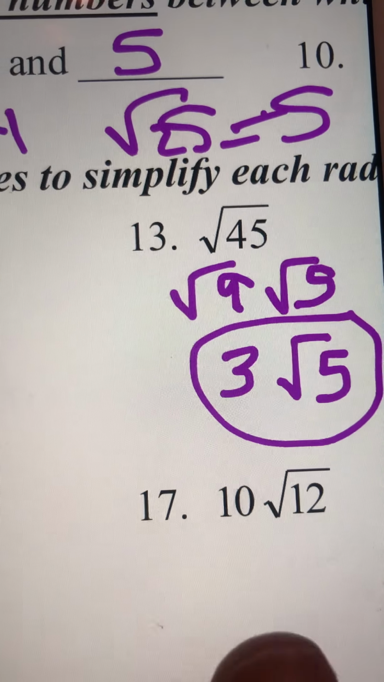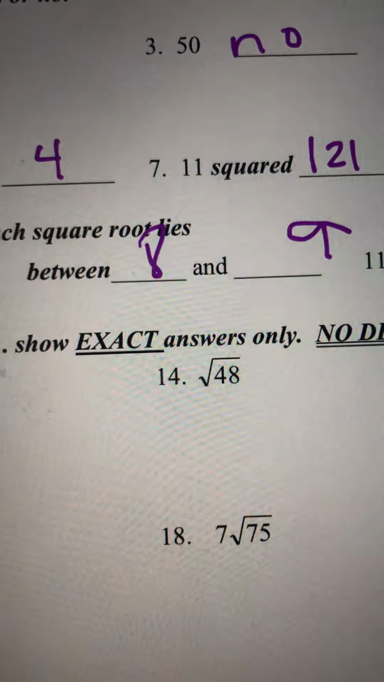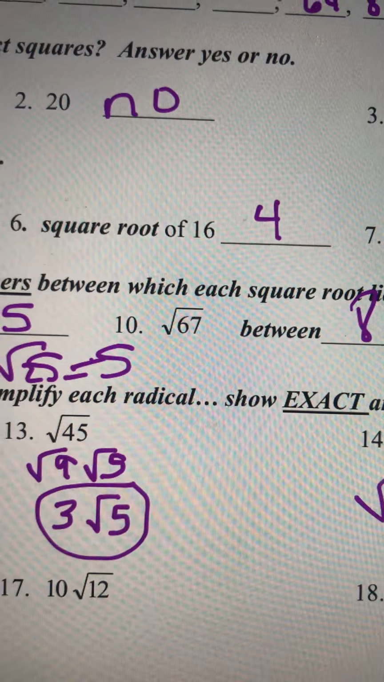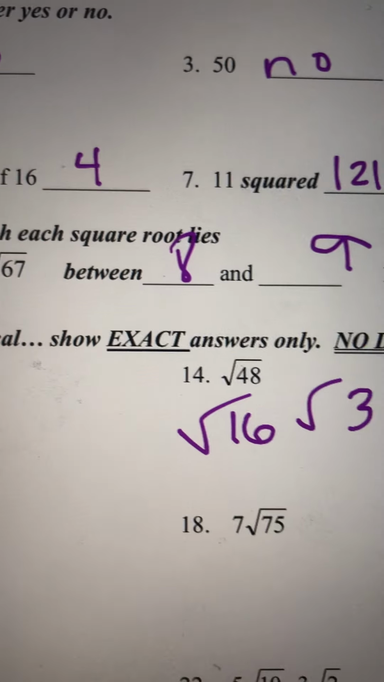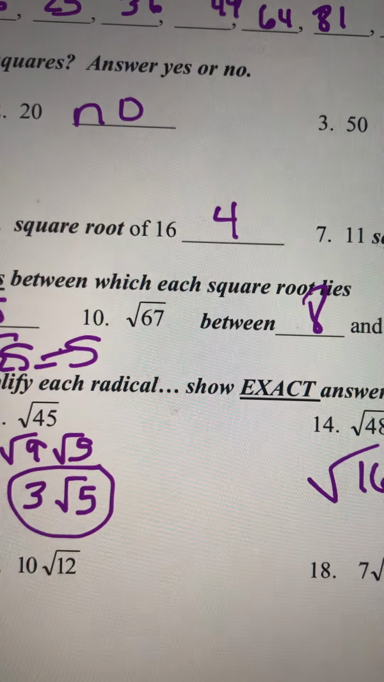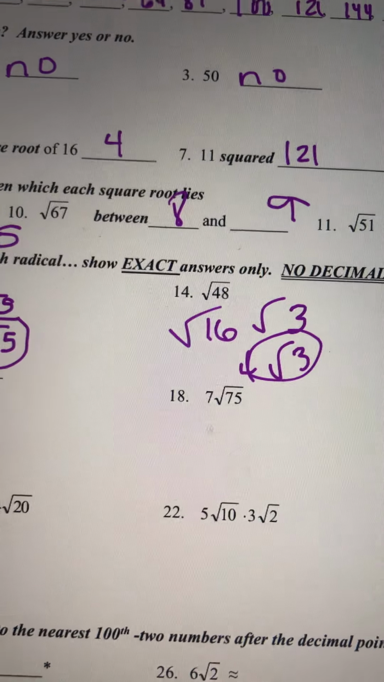So I'm simplifying each square root. Square root of 48, some people think 8 times 6 or 4 times 12. We've done this a few times. The better way to go is to do square root of 16, square root of 3. The square root of 16 is 4, so it's 4 root 3. Kind of messed up the circle.